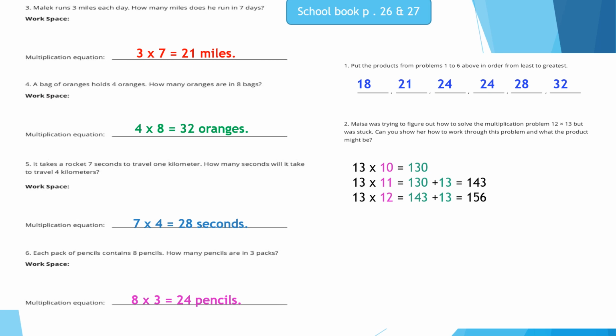Now we want to find 13 times 12. We will add another 13, so we take 143 and add another 13. It will be 156. This is a challenging problem. You can think in many ways to find it, but if you don't know it, never mind. You can just try and find it, inshallah.